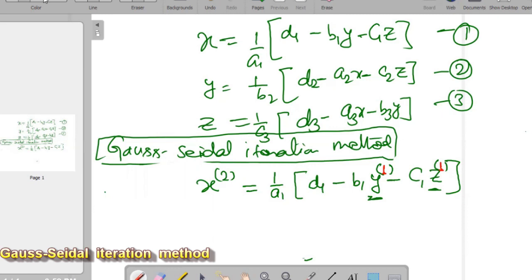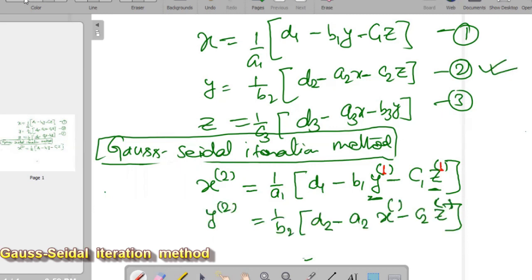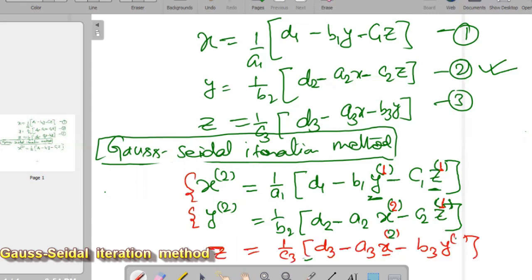So in the second iteration, the value of y: we write here x2, the value of x from the second iteration, and the value of z from the first iteration. So in the last, the value of z in the second iteration, we find using the values of x and y from this iteration.